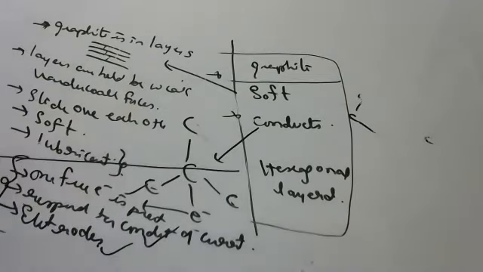So all of you try to understand, children. These are the differences between diamond and graphite, and graphite's uses also. So what all I told you today was everything about allotropy of carbon. Okay, so I told allotropy.